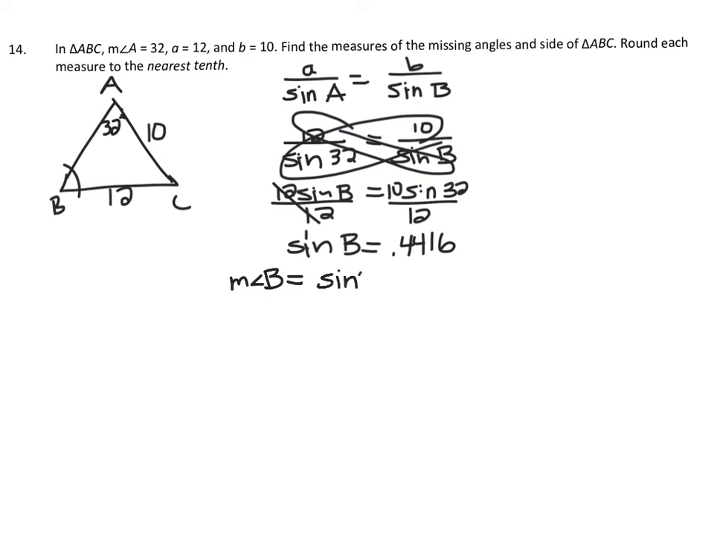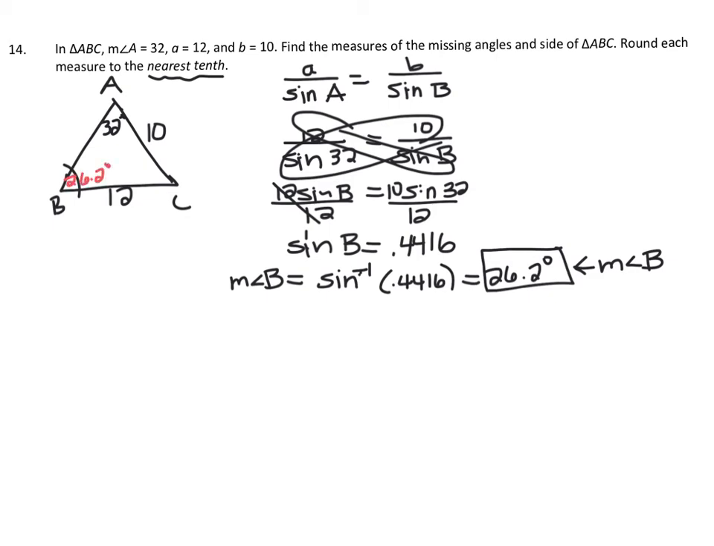We show this work on our paper, sine inverse of 0.4416. Okay, this is supposed to be a negative one exponent, but it's not coming out. There we go. Okay, so again, in your calculator, type in second sine of 0.4416. And when you do, they want you to round to the nearest tenth. So I am getting 26.2 degrees. Okay, so this is the measure of angle B. All right, I'm going to go ahead and put that in my triangle. I'm going to use a different color because it wasn't given to me.